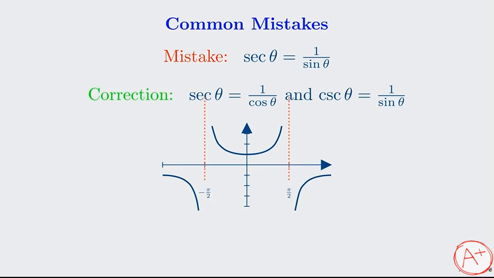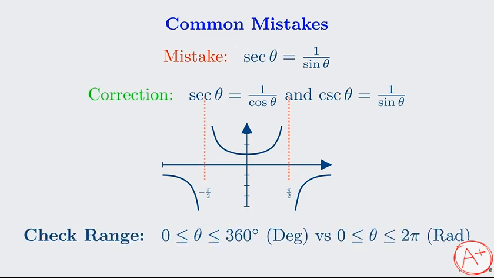Third, giving answers in the wrong units. Check the range, degrees versus radians. If the range is given as 0 to 360, use degrees. If it is 0 to 2 pi, use radians. Mixing these up or leaving your calculator in the wrong mode is a guaranteed way to lose accuracy marks.